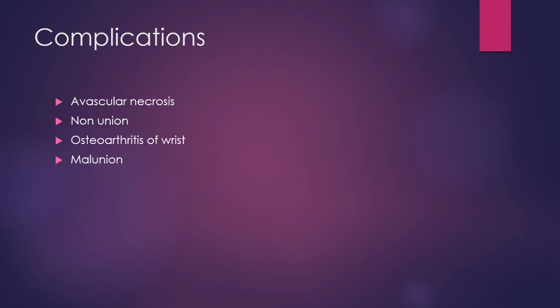And coming to the complications, there can be complications like avascular necrosis, non-union, osteoarthritis of wrist, and malunion. Actually, this avascular necrosis and non-union of scaphoid fracture are separate topics, so we'll be taking it in different lectures.